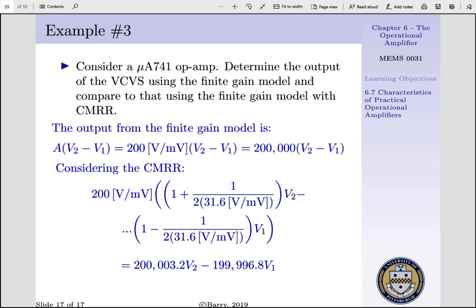Now, if we take our CMRR value of our MU-A741 op-amp, we see the output of our VCVS is equal to 200,003.2 V2 less 199,906.8 V1, a marginal difference.